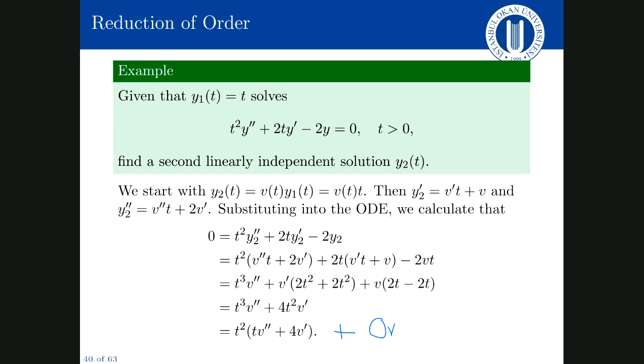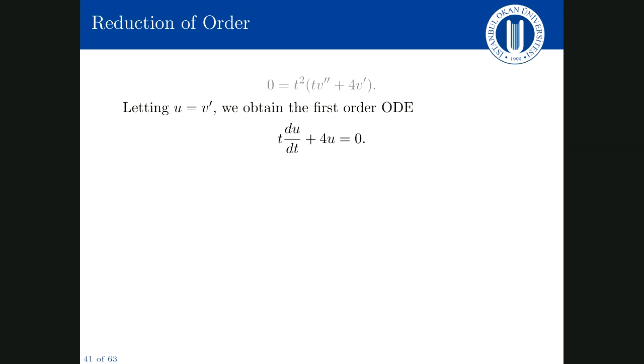We can have v double prime terms, we can have v prime terms, but we must not have terms involving v. And the reason is that we want to make a substitution. Instead of writing v prime, I want to write u.